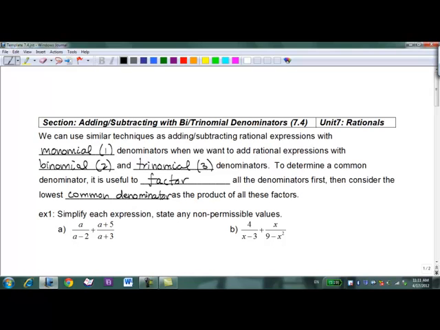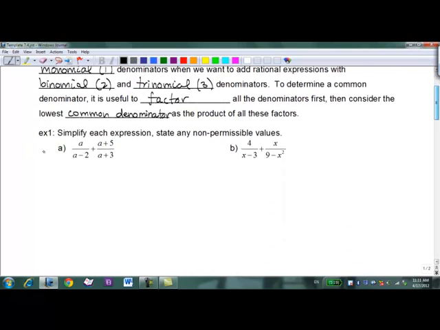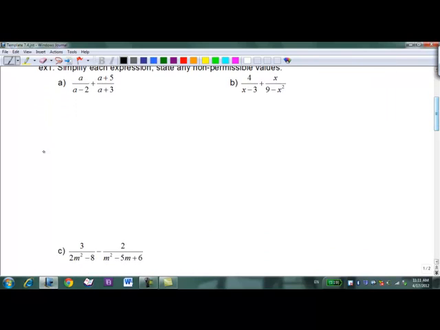Again, we're going to talk about non-permissible values. That's a theme through this whole thing. So again, in red, let me quickly do some non-permissible values. a can't equal 2, and it also can't equal -3. Let's talk about the lowest common denominator, LCD. In this first one, it's a little bit easy because the denominators are quite different.